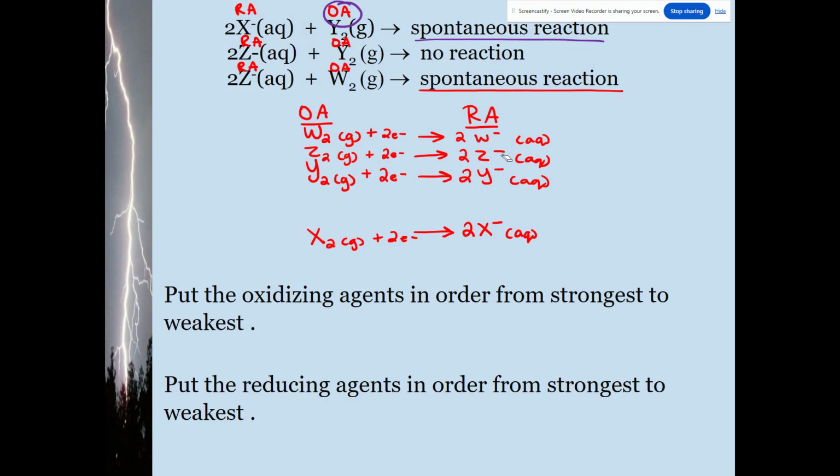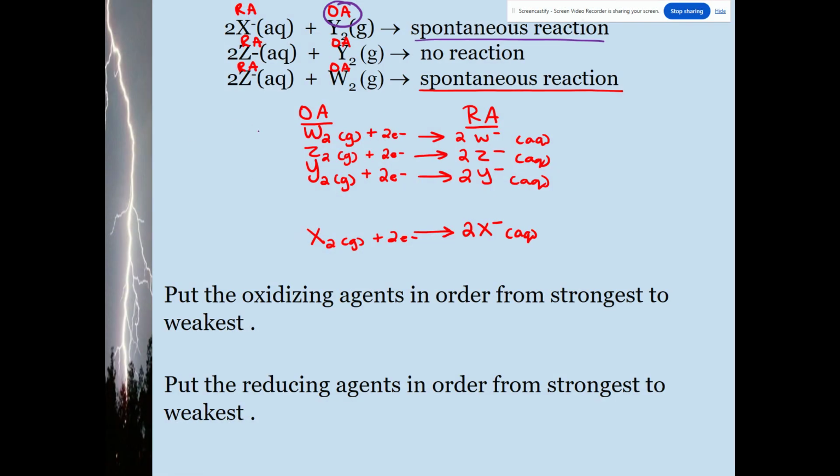Okay? Then we have W with my Z. That reaction is spontaneous, which looks good. If it's spontaneous, the W should be higher than the RA Z. Okay? So there, everything looks in proper order.